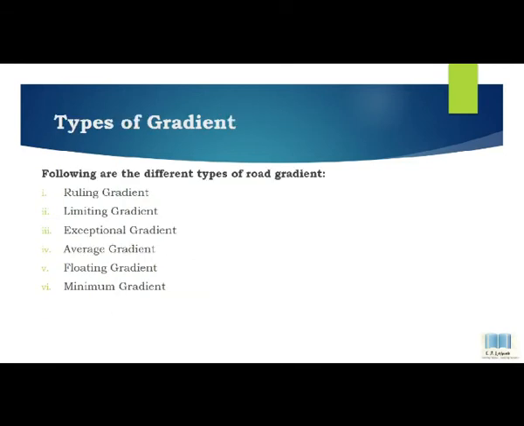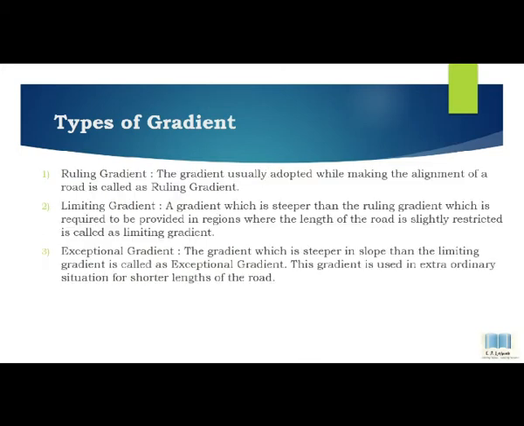Then the next point is types of gradient. There are 6 types of gradient. First is ruling gradient, second is limiting gradient, third is exceptional gradient, fourth is average gradient, fifth is floating gradient, and sixth is minimum gradient. In the next slide we will discuss all these types in detail. So these are the types of gradient.